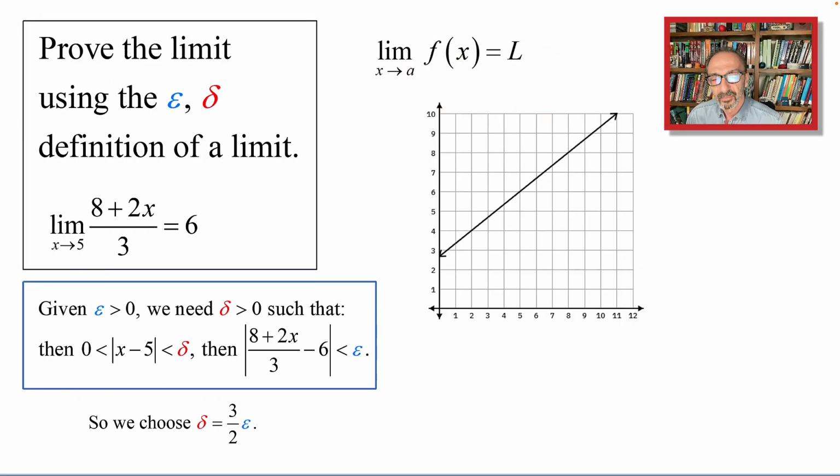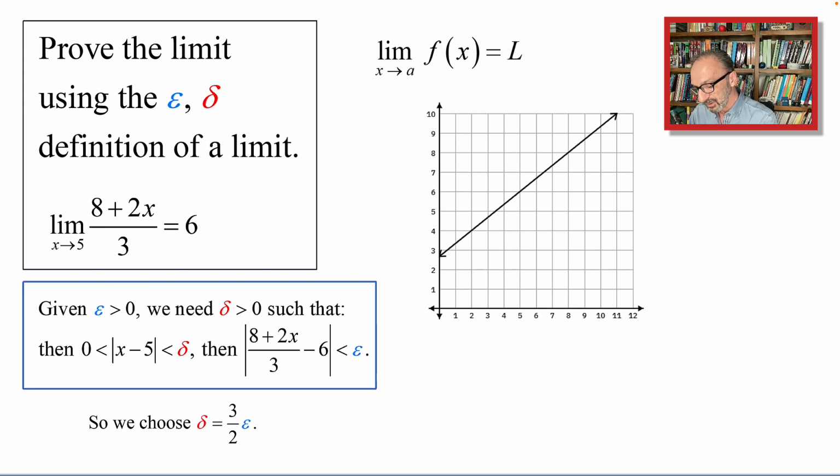Since this problem is mainly recorded for the concept of epsilon and delta, I want to support the epsilon delta concept through a graph. Our problem is still the same: the limit of 8 plus 2x over 3 as x approaches 5 equals 6. It's the same problem. But when you look at f of x, which is 8 plus 2x over 3, if you simplify it, you could see the slope is 2/3 and the y-intercept is 8 over 3.